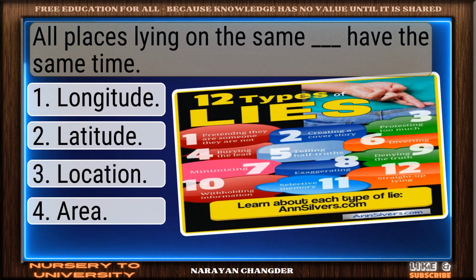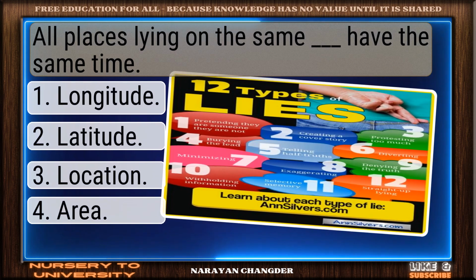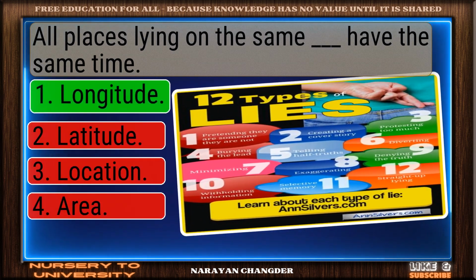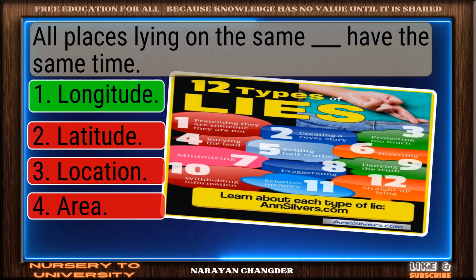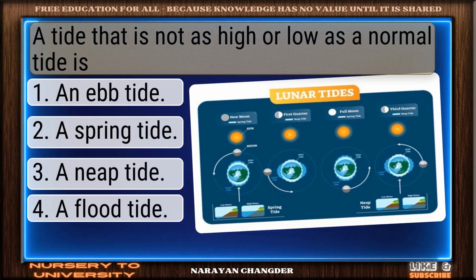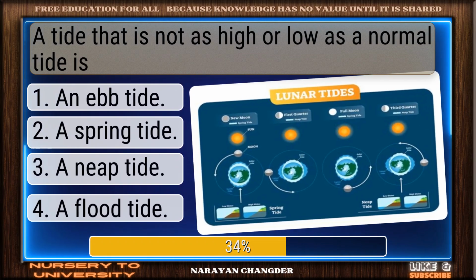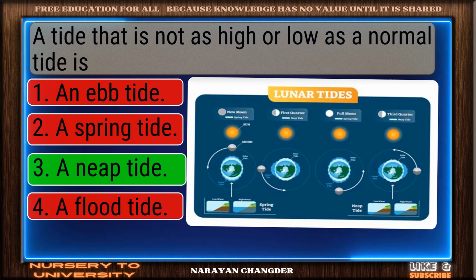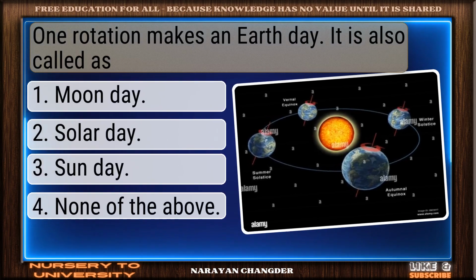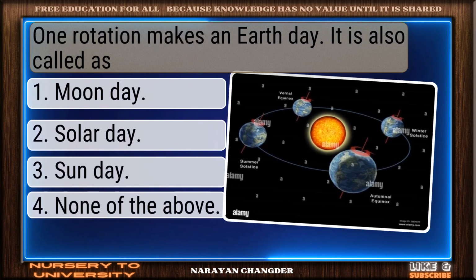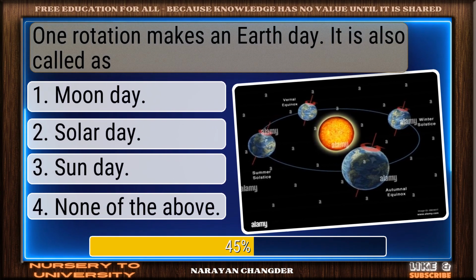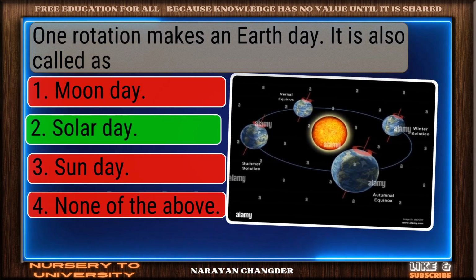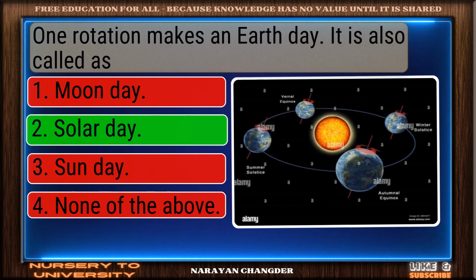All places lying on the same dash have the same time. You're right. Longitude is the correct answer. A tide that is not as high or low as a normal tide is. Strong choice. A neap tide is the right answer. One rotation makes an Earth day. It is also called as. Exactly. Solar day makes sense, and it is the right choice.